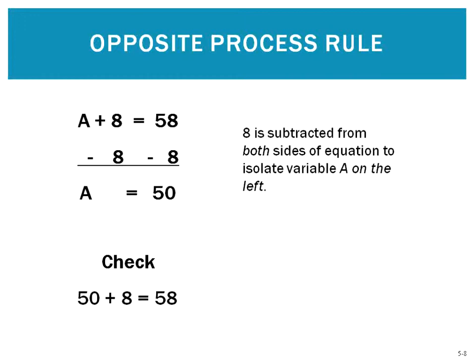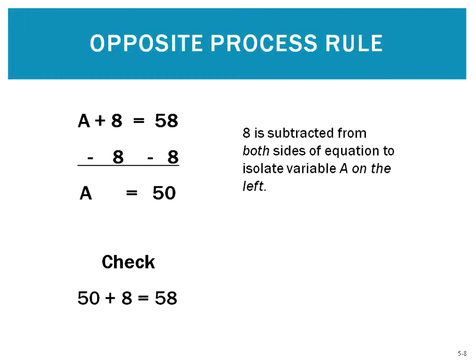So is it going to be easier to get A alone? We have to take away that 8. Okay? This is where the opposite process rule comes in. A plus 8 is equal to 58. So to get rid of that plus 8, we have to do the opposite. All right? A minus 8. Okay? If we say plus 8 minus 8, we don't do anything, so we get rid of it.